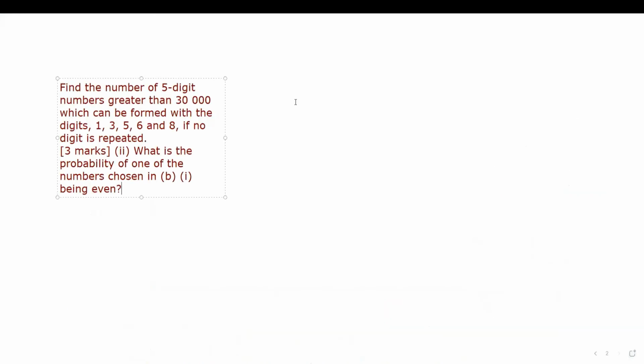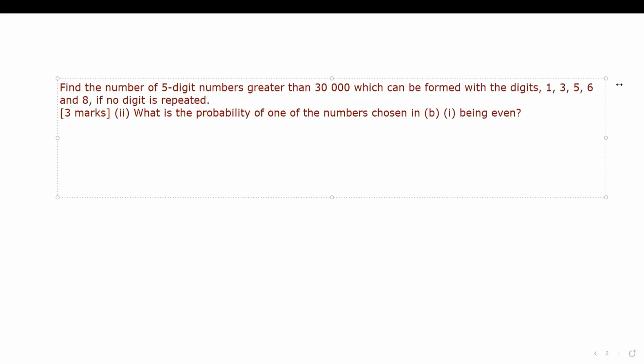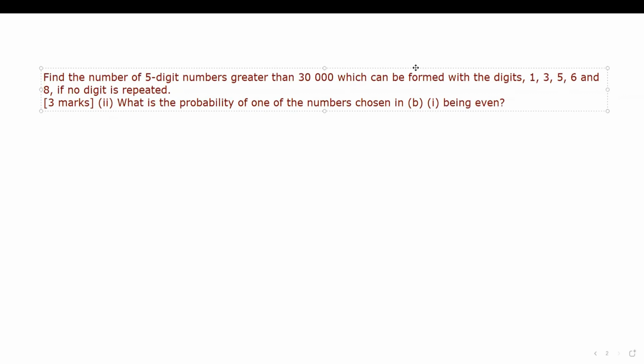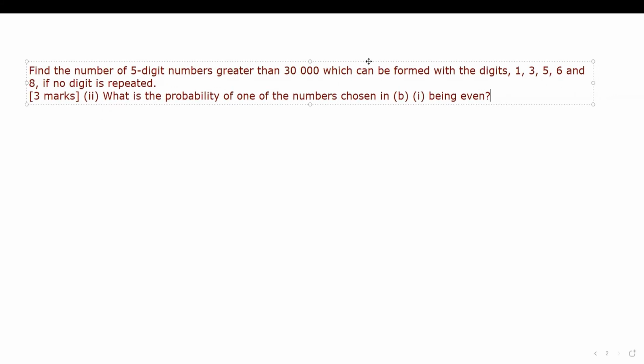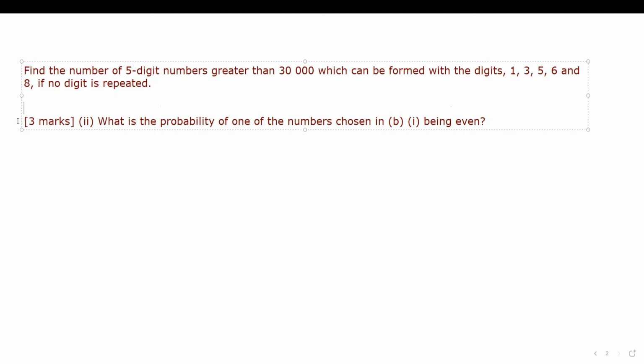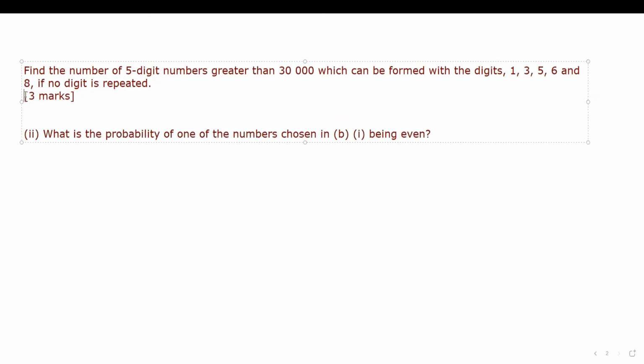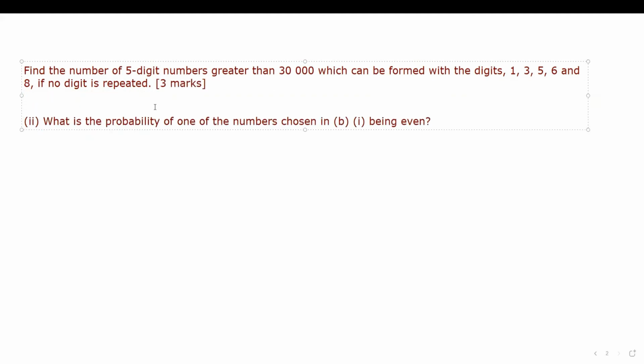Now this one says, find the 5-digit numbers greater than 30,000 which can be formed with the digits 1, 3, 5, 6, and 8 if no digit is repeated. And then part 2 says we're supposed to find the probability. All right, so these are what we have to do, first part and second part.